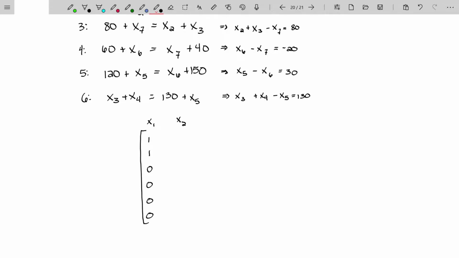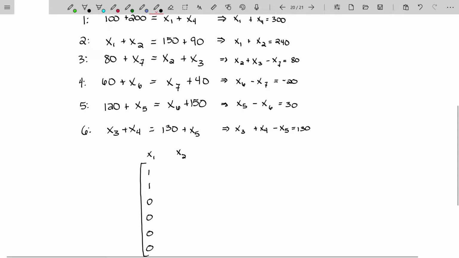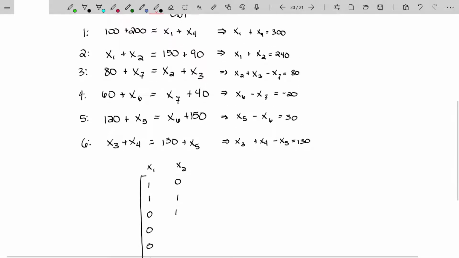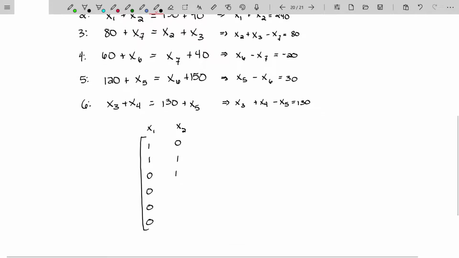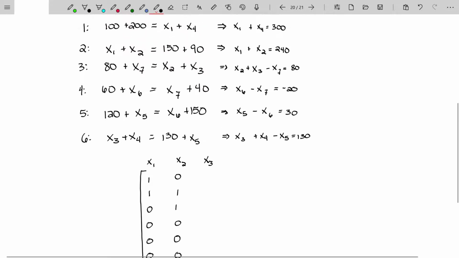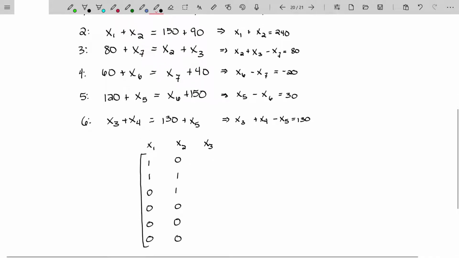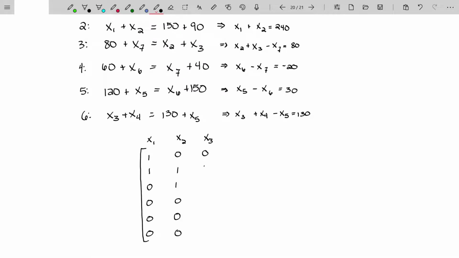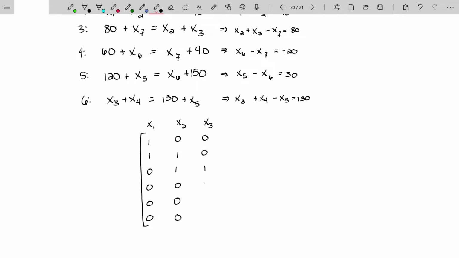Now our x sub 2. Top equation doesn't have one. Second equation does. Third equation has one. Let's see. 1, 2, 3. Fourth, fifth, and sixth do not. Now our column for x sub 3. Again, first 2 equations don't, but third does. Let's see. Anybody else have an x sub 3? Yeah, the last one.